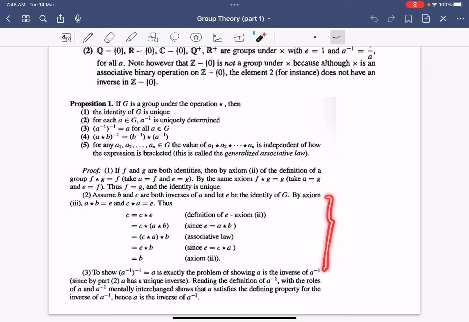Well, let's just say there are two elements that lead you to becoming the identity. Then C equals C cross E, because E is the identity. Then this E is A cross B, so you get C equals B in the end. And so you're done.